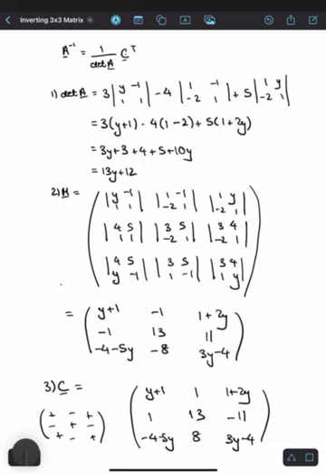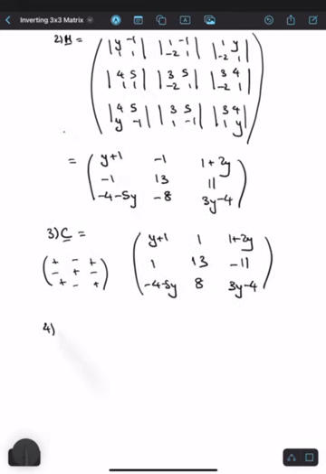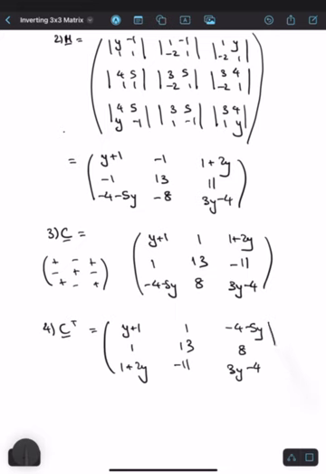Cool. Now let's look back at our formula and see what we need to do. We need to find the transpose of the matrix of cofactors. So the transpose is just given by swapping the rows with the columns. So the first row here would become the first column. So this would be y plus 1, 1, and 1 plus 2y. Second row would be the second column, 1, 13, minus 11. And same thing with the third row, 3y minus 4.